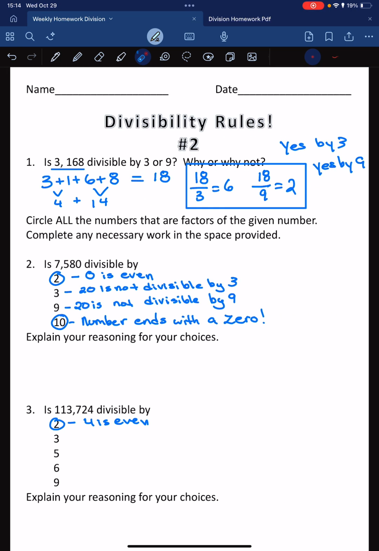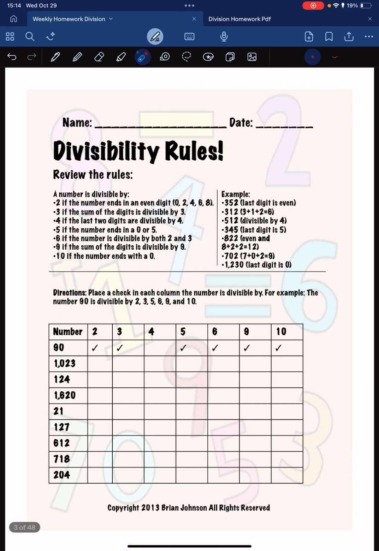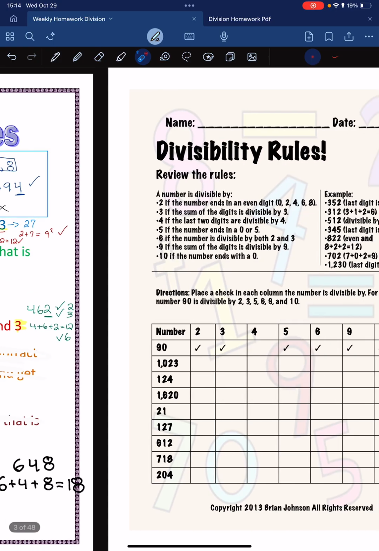Monday, this was your homework for Monday, divisibility rules number 2. We did divisibility rules number 1 in class, so let's move on, okay? Hopefully you didn't have too many problems with this. If you did, use the first page as a reference guide. Use your journal as a reference guide. Use this form right here. Screenshot it right now. Click. Got it. All right.